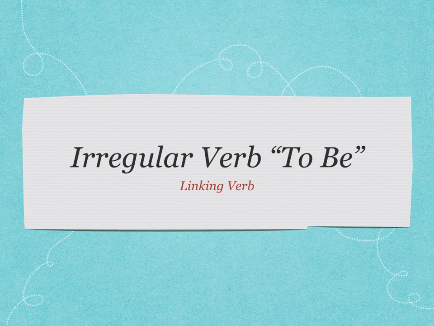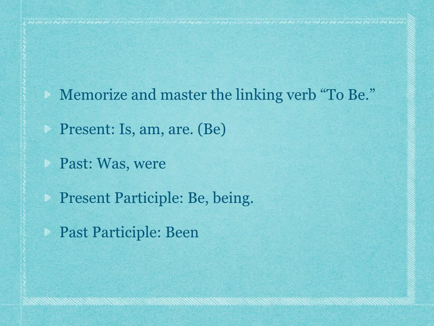Irregular verb to be, or the linking verb. You're going to need to memorize and master the linking verb to be. You're going to see it a lot. It's a very common linking verb. Present tense: is, am, are, and sometimes be. Past: was, were. Present participle: be and being. Past participle: been. Is, am, are, was, were, be, being, been.